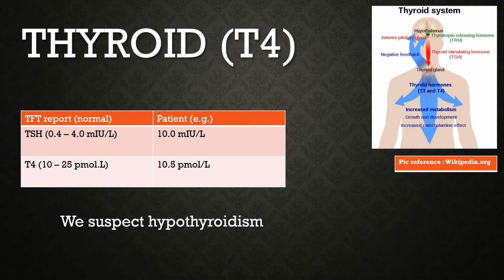Thyroid, T4. We can diagnose whether the person is sick by looking at the TSH hormone. The normal range is from 0.4 to 4.0, but, for example, this patient has a higher TSH, so we can suspect hypothyroidism here.